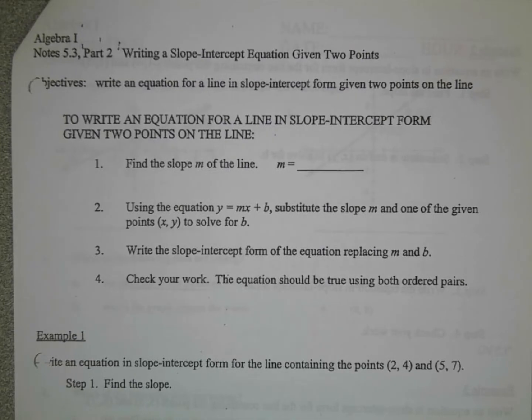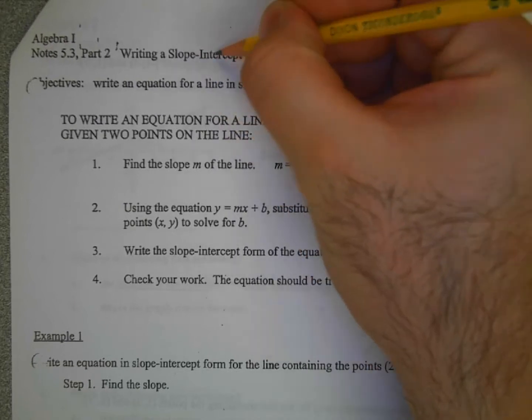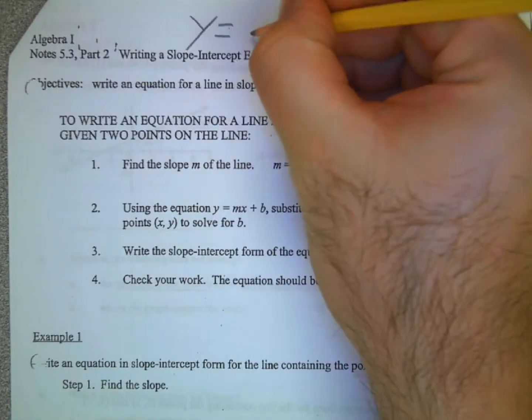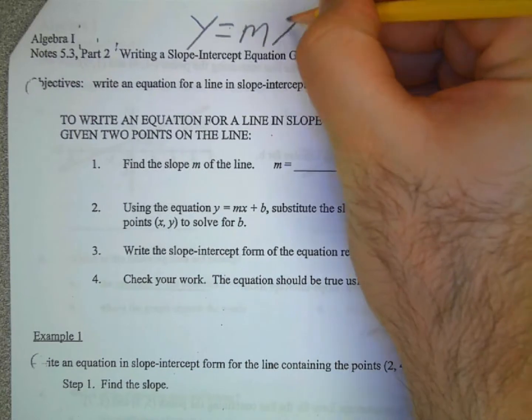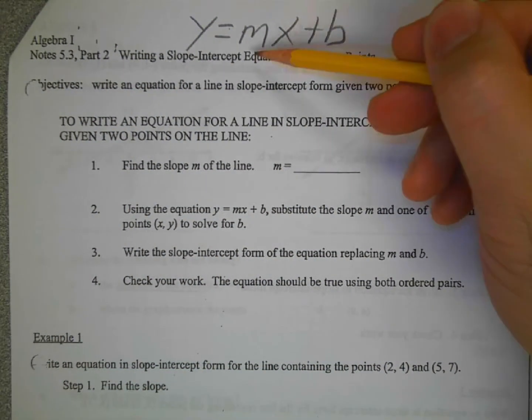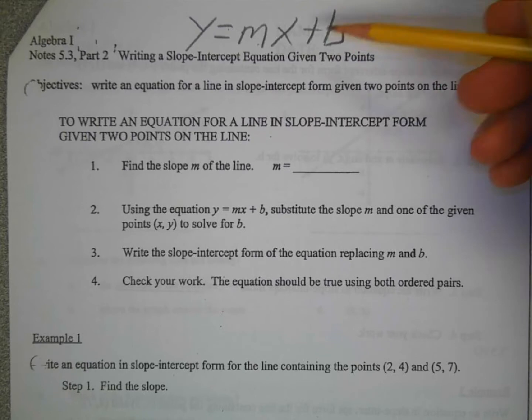All right, this is still 5.3 part 2. We're still looking at slope-intercept form. So again, just to remind you, that's y equals mx plus b. My slope is the m, and where it crosses the y-axis is the b.